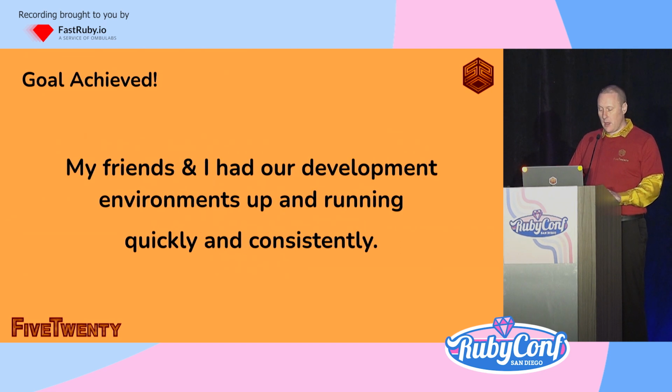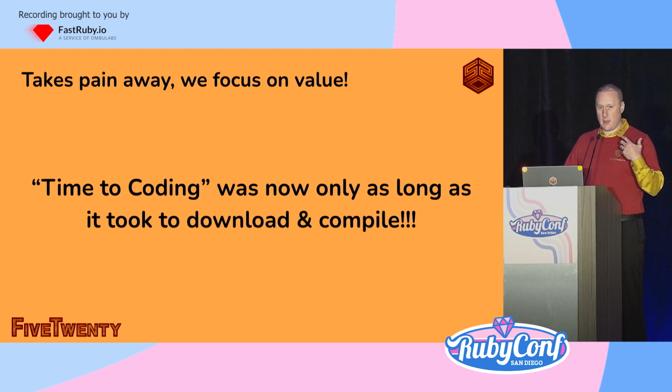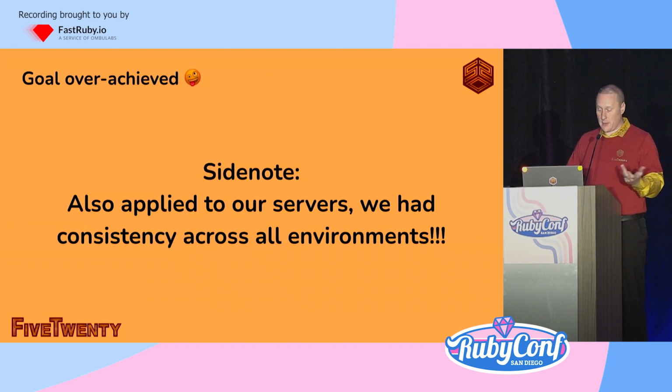So I came in that Monday, super excited, and shared the first version of Ruby Version Manager, or RVM. My friends and I had our development environments up and running really fast that same day, quickly and consistently. Basically we cut the time to coding from multiple days, if they were lucky, to literally just super quick. It was just the time to download and compile, which all the scripting did, and it was really nice. It quickly took that pain away. We also had an extra benefit, as it applied to our servers too. Suddenly we had development and server environments all consistent and up and running fast.